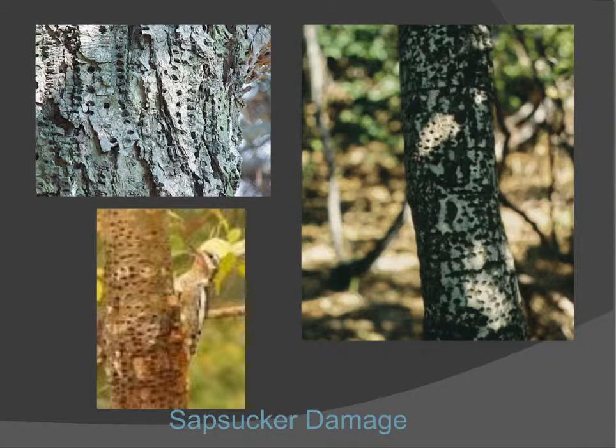Sapsucker damage. I get this a lot when people call me and they say, oh, I have holes in my trees. I think I have beetles. One way to tell whether it's sapsucker is there's a pattern to it. If you look closely at these photos, you can see that the holes are in a line, whether it's crossways or up and down, or in sort of a line or a checkerboard pattern. It's a bird that will come back year after year and go after the same tree, which is kind of weird, but that's the way it works.